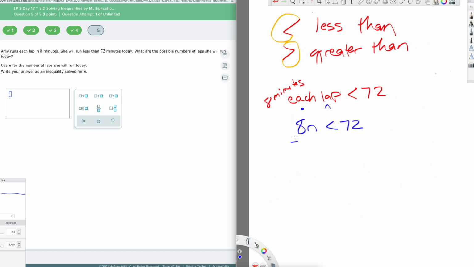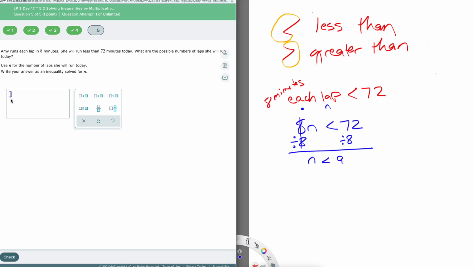So let's go ahead and solve this. It's being multiplied by 8. I'm going to divide by 8 on both sides. 8 divided by 8 cancels, and n is going to be less than 9, because 72 divided by 8 is 9. So n is less than 9. Check.